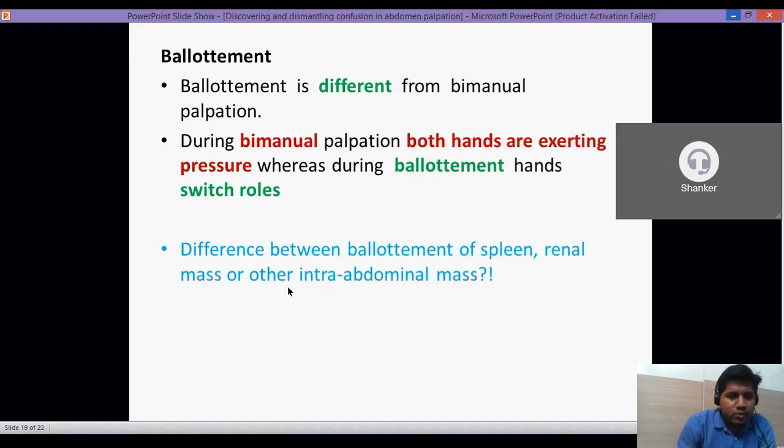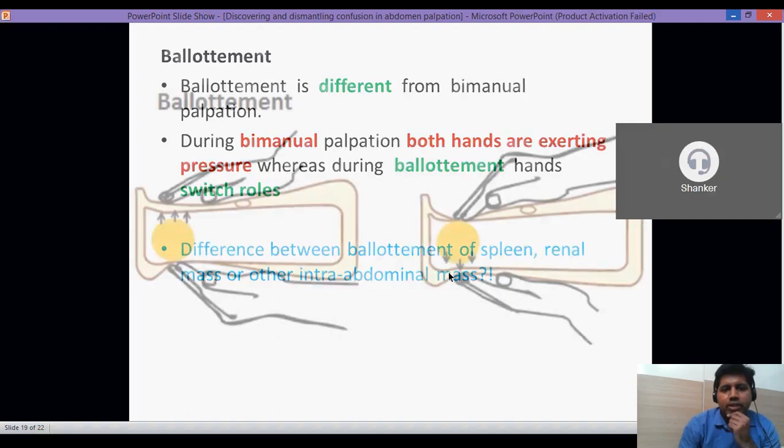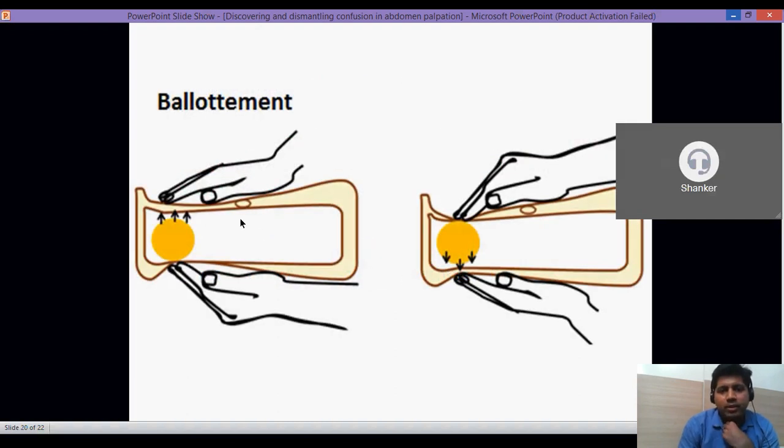And just like there is a difference in bimanual palpation in the previous slide, there is a difference in ballottement of the spleen, renal mass, intra-abdominal mass, and even liver, which we will not be touching. We will be talking about them in future sessions. So let's look at this slide, which gives an easy representation of what happens during ballottement.